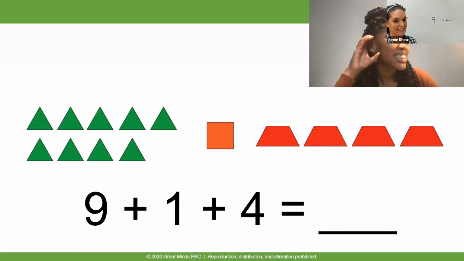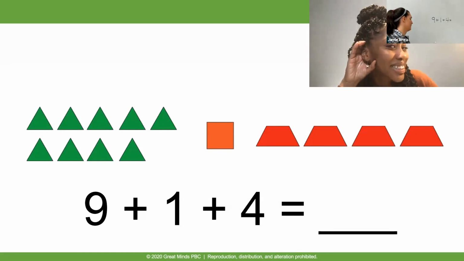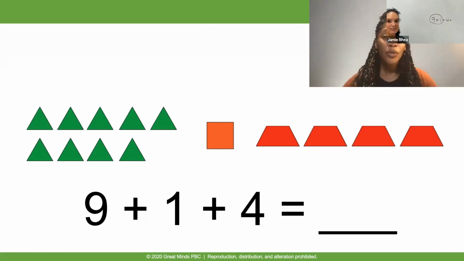Can we make 10? Let me hear it. I think 9 and 1. Oh, I heard you say that we can make 10 by using 9 and 1, with the 9 triangles and the 1 square. We need to prove that your idea is true. Use your pattern blocks to make 10. Could we take that 1 orange square and move it over with the 9 triangles?